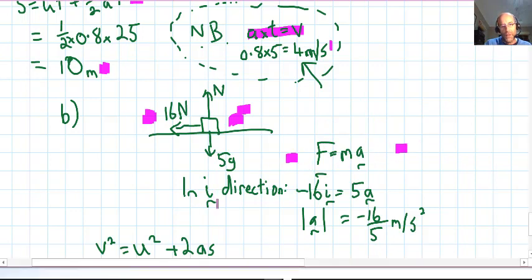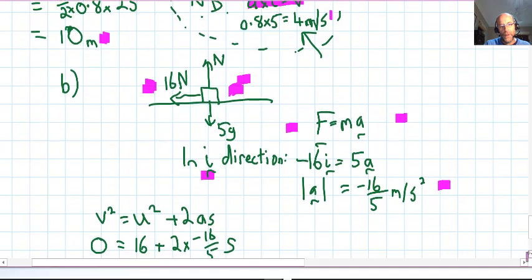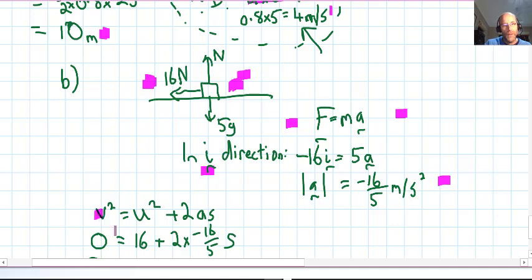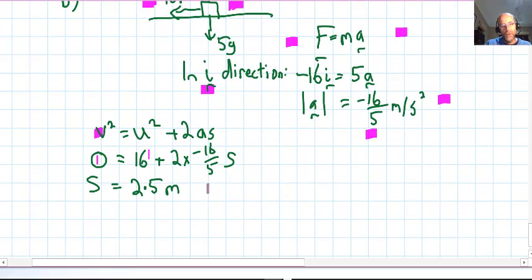F equals ma. We're looking at, once again, the i direction. We have negative 16 equals 5a, and we can rearrange, and the acceleration is negative 16 over 5 meters per second squared. And we want to know how far that will go. Now, we have v squared equals u squared plus 2as. The final velocity is 0, as we know, and 4 meters per second is the initial velocity, so 4 squared is 16. 2 times a, which was there, is 2 times negative 16 on 5, times s, and to rearrange, you'll find that we get 2.5 meters until it stops, just like this video is stopping now.